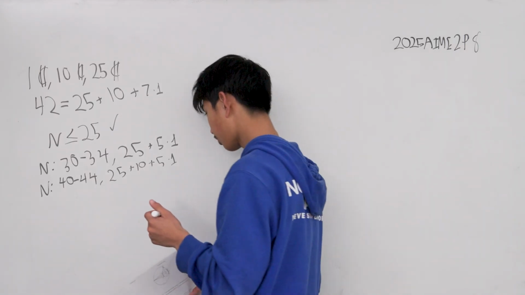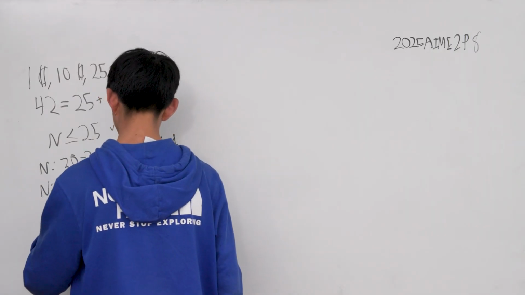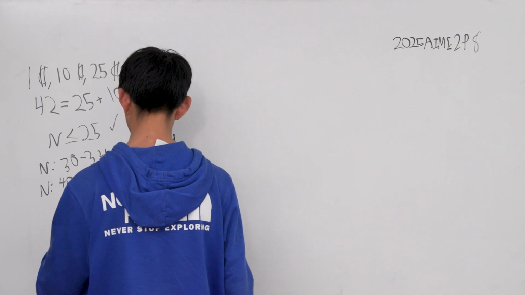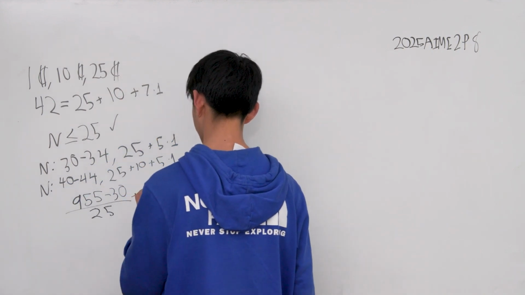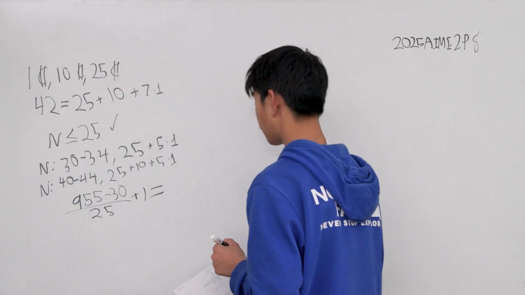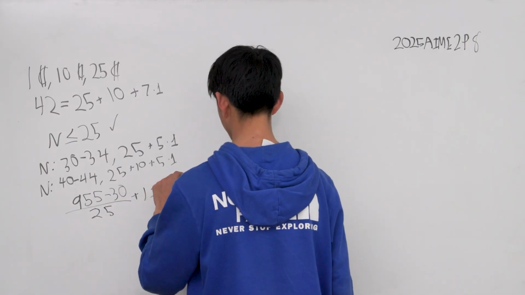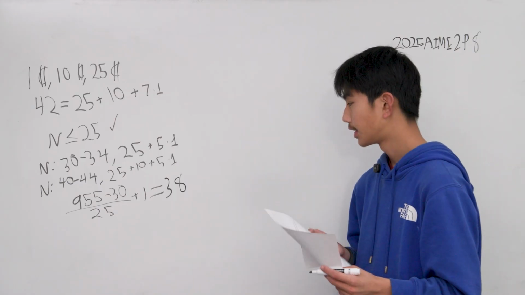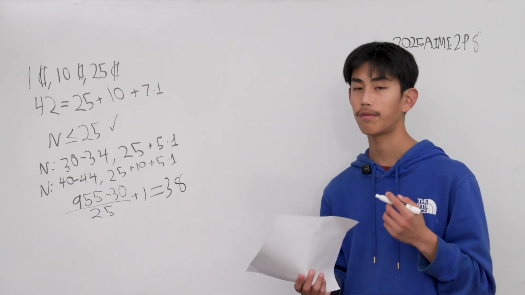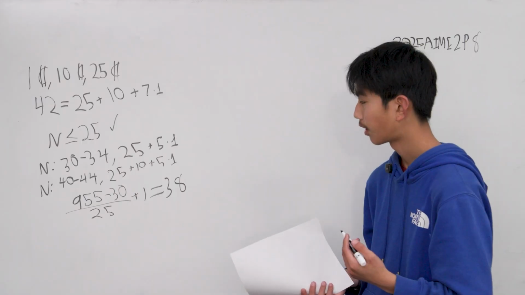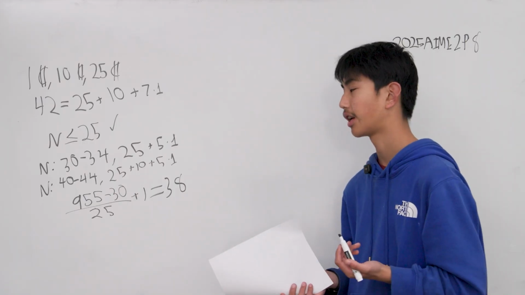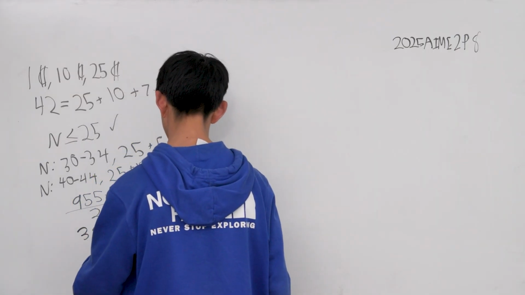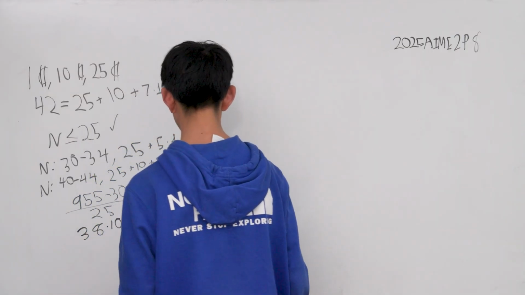So in order to calculate that, we do 955 minus 30 over 25, plus 1 for the starting values we already have. This gets us to 38: 38 cycles of 25 where 10 values don't work. Since we want to use complementary counting, we need to find the number of numbers that don't work. Since there are 10 numbers that don't work in every 25, we do 38 times 10, which is 380.